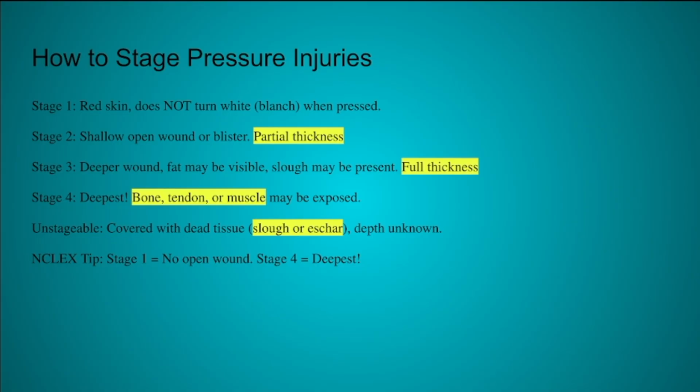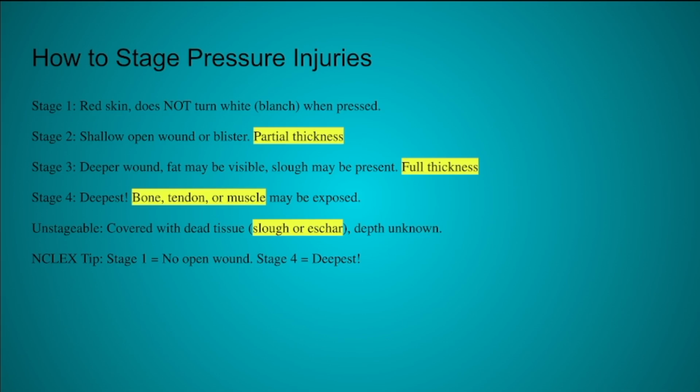How to stage pressure injuries. So in this video, I do not have any pictures, but I want to pay attention to the keywords here that you'll see on exams. So a stage 1 pressure injury, this is when the skin is red, but however, the skin is still intact. So the skin is non-blanchable. That is the keyword you guys want to look for. Intact, non-blanchable skin. Stage 2 is a shallow open wound or blister.